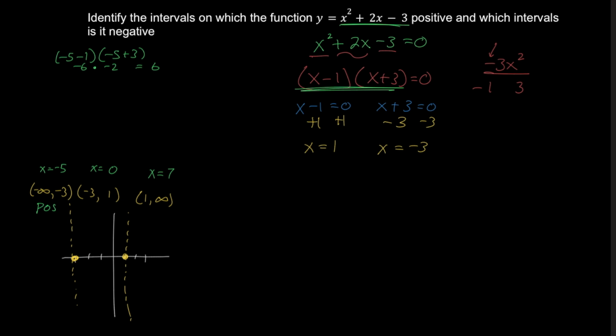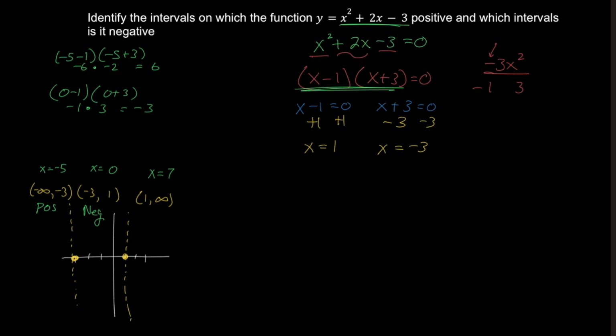From negative 3 to 1, my test number was 0, so if I plug 0 in, 0 minus 1 times 0 plus 3. 0 minus 1 is negative 1, and 0 plus 3 is 3. A negative times a positive is a negative, negative 3. All I really care about, though, is that it's negative.